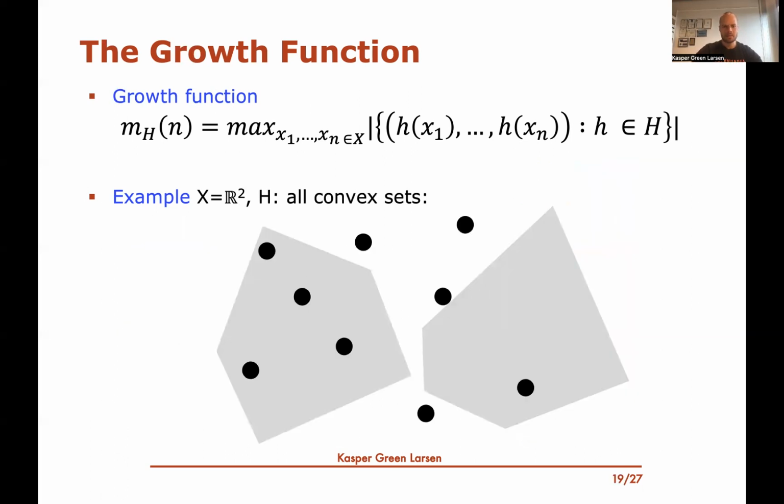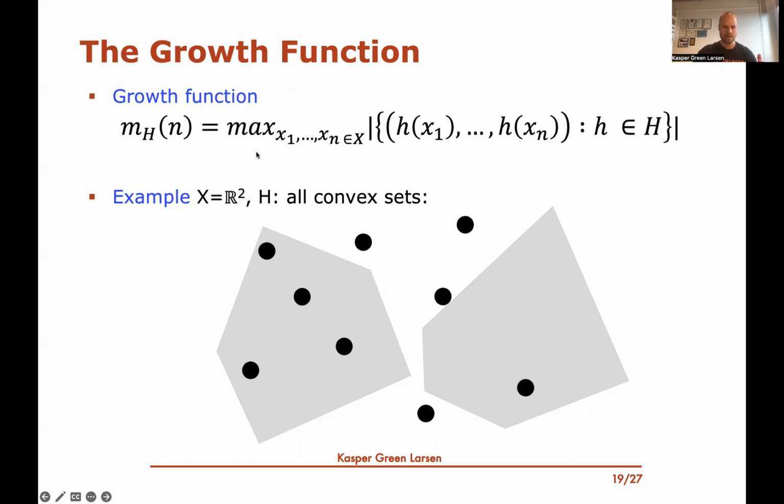Let's do one last example, this time for 2-dimensional points. So let's say the input domain is R2. And let's say that my hypothesis set is any convex set, so I can choose a convex set, and anything inside it is the red class and everything outside is the blue class. Now, can we argue about the growth function here? In particular, can we give a good upper bound on the growth function?